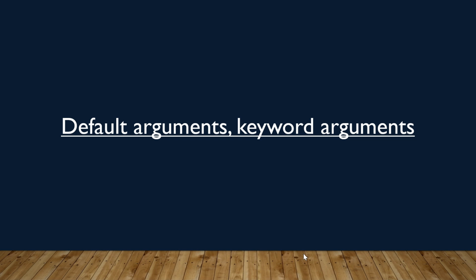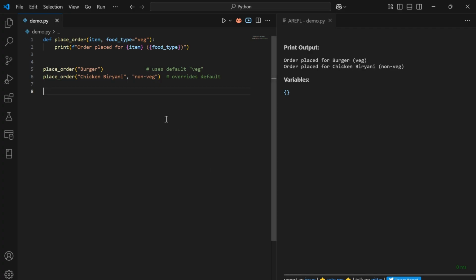Next, let's see default arguments and keyword arguments with an example. Most of the customers choose veg by default while they were ordering, but some may prefer non-veg. For that convenience, I have created a function called place underscore order. For that, it has two params. One is a default param where food underscore type takes veg as a default value. But if we want to override it, we can pass the respective value. Within this scenario, we were not passing any value to the food underscore type. So the response would be order placed for the burger and type would be veg. Within the second scenario, we were ordering chicken biryani, which is of non-veg type. So the response would be order placed for chicken biryani of type non-veg.